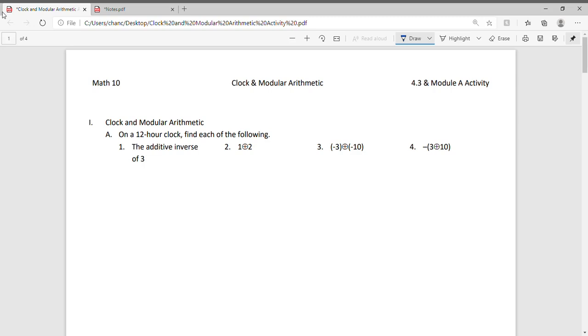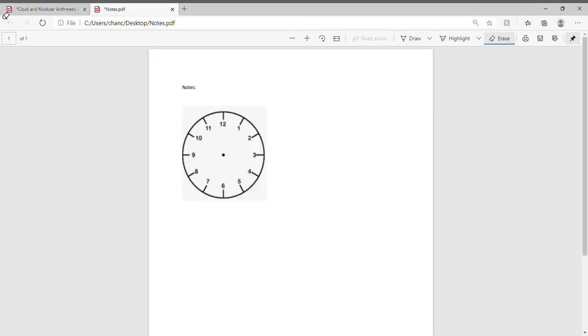In today's lecture, we're going to look at clock and modular arithmetic. But before we start the worksheet, let's go over some background information. Here is our 12-hour clock. Notice the 12 starts at the top, and we're going to count 1, 2, 3, 4, all the way to 12 in a clockwise fashion.